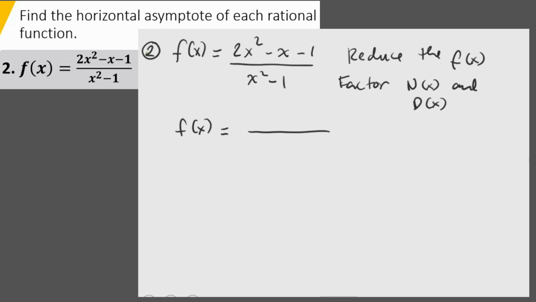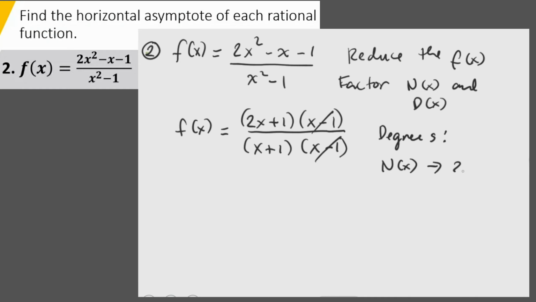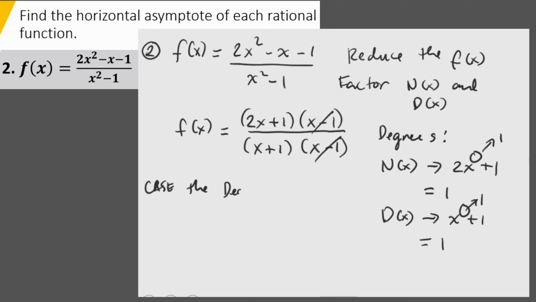So we have 2x plus 1 times x minus 1 all over x plus 1 times x minus 1. So check natin kung may parehas. Then pag may parehas, cancel natin. Okay, so as you can see, yung natira is 2x plus 1 over x plus 1. Speaking of degrees, kasi hanapin natin yung horizontal asymptote, parehas lang sila ng degree. Yung degree nila is parehas na 1.